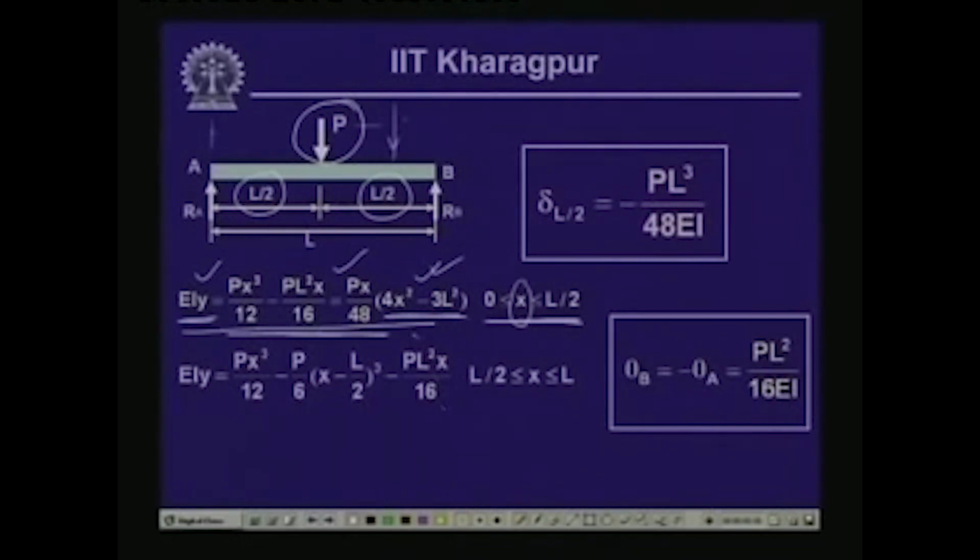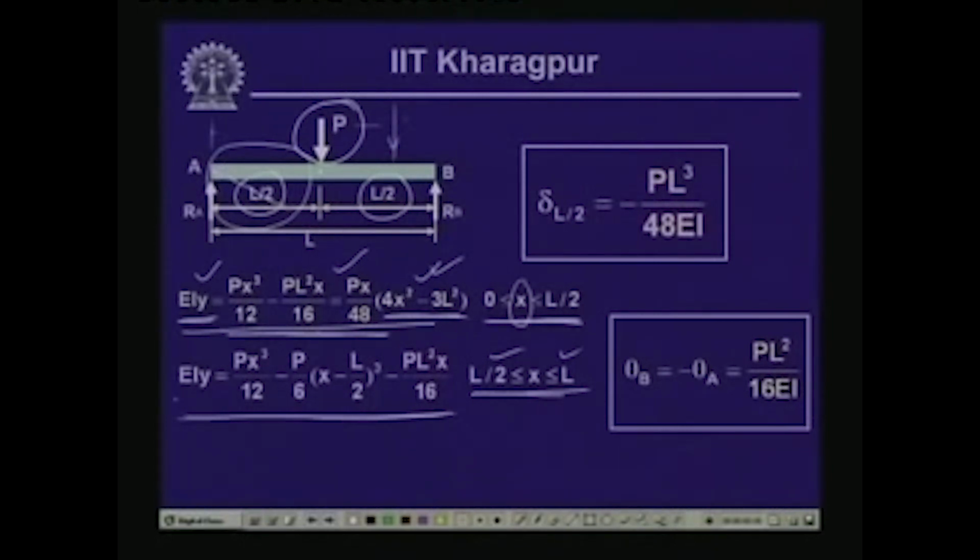Now, consequently, if we would like to evaluate the deflection at any point between L by 2 to L, then the second of the general expressions will be used, where again for A and B we use the value of L by 2. Consequently, we see that EIy is equal to Px cube by 12 minus P by 6 into (x minus L by 2) cube minus PL square x by 16, and the validity is between L by 2 to L. Now, fortunately the beam is symmetrical, so if we compute on one side, we can get the values for the other as well, as we have seen earlier.